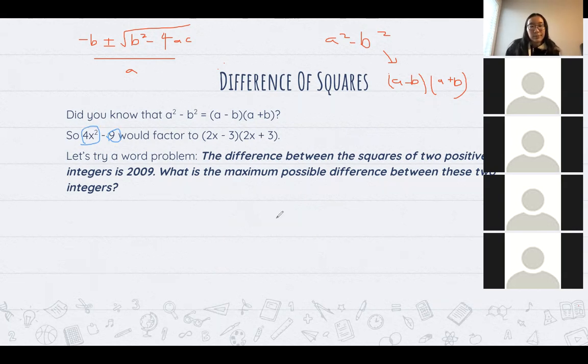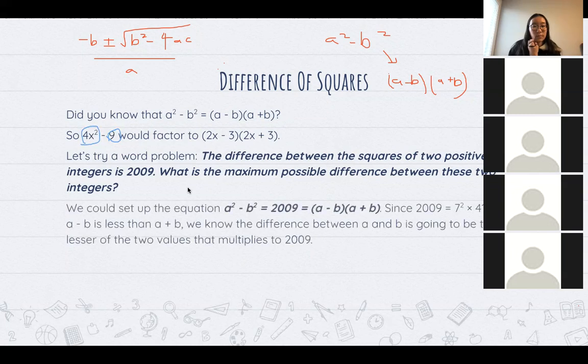So let's try a word problem. The difference between the squares of two positive integers is 2009. What is the maximum possible difference between these two integers? So using this, we can set up this equation. Since the difference between the squares is 2009, we know that a squared minus b squared equals 2009, and that equals a minus b times a plus b.